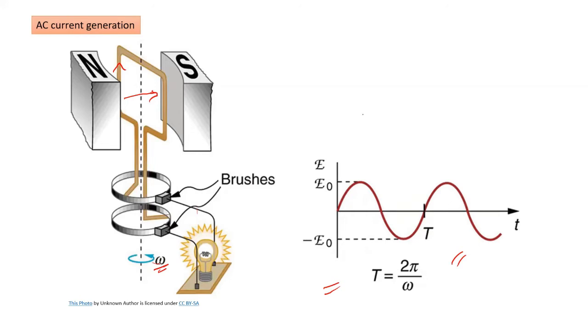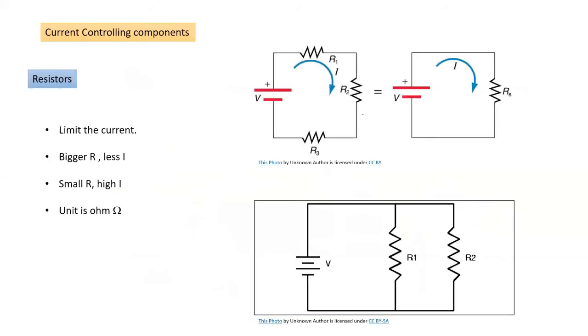Okay, so all the power supplying companies basically use this principle to provide us alternating current. Okay, then we have already discussed some of the current controlling components. There are resistors, capacitors. The first one which we discussed is resistors. The function of the resistor is to limit the current.